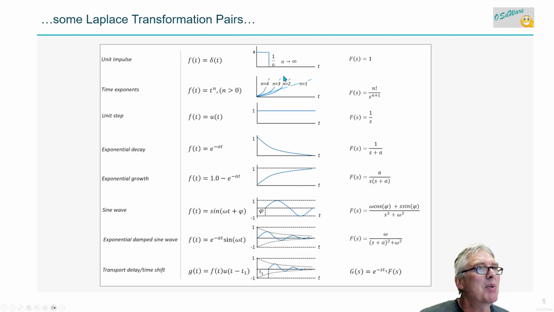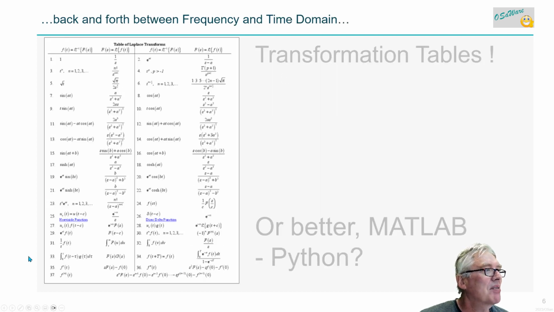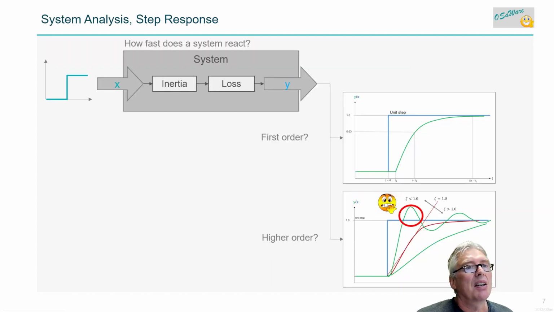And then we use tables. So here, input, and then we do the calculation, and if we get something looking like this, this will be the time function. Or better, of course, we will use MATLAB for doing this for us now. We are in 2024, or Python scripts or whatever. We can get hold of a Python library doing this for us. And then we have to analyze these systems to see what they are doing for us, and what kind of system we have.